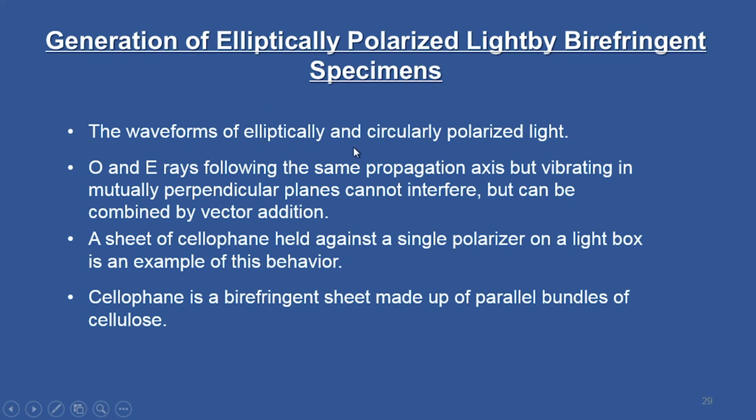The waveforms of elliptically and circularly polarized light: you have two forms. Ordinary ray and extraordinary ray following the same propagation axis, but vibrating in mutually perpendicular planes, cannot interfere, but can be combined by a vector addition. A sheet of cellophane held against a single polarizer on a light box is an example of this behavior. Cellophane is a birefringent sheet made up of parallel bundles of cellulose, which helps to produce elliptically polarized light.